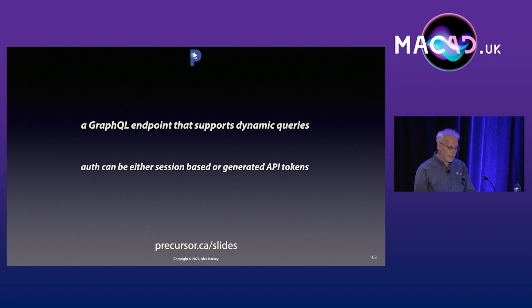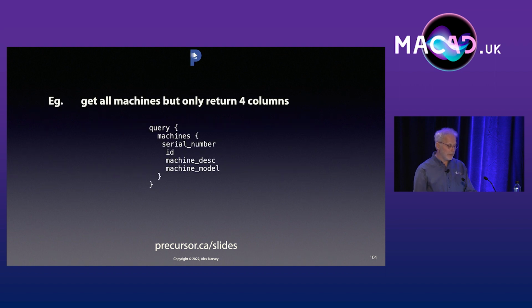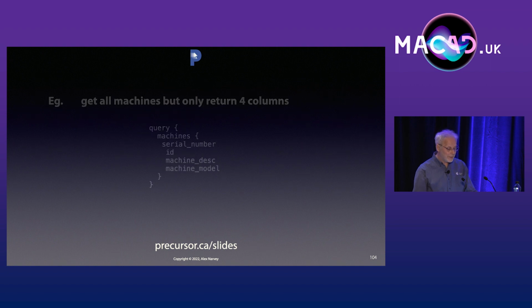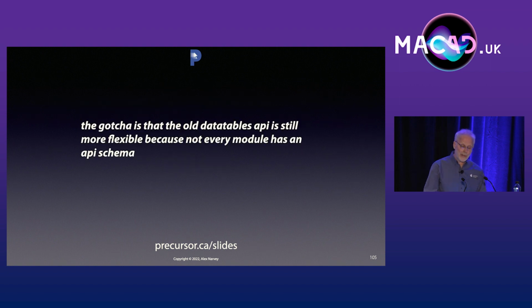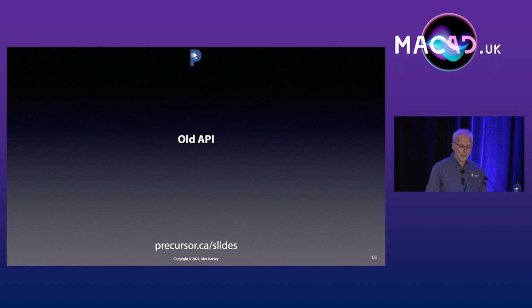And I tried to do that. This is the example Mosen provided to me, but I don't know what to do with this. The gotcha, he says, is that the old database API is still more flexible because not every module has an API schema yet. So let's take a look at the old API. Talking to the API in version 5 was a two-stage process. That has become a more complicated three-stage process in version 6.